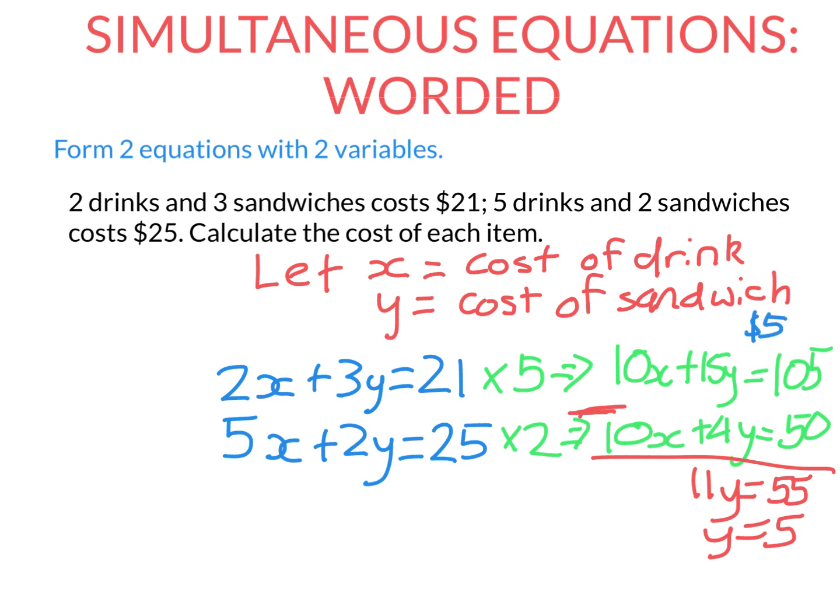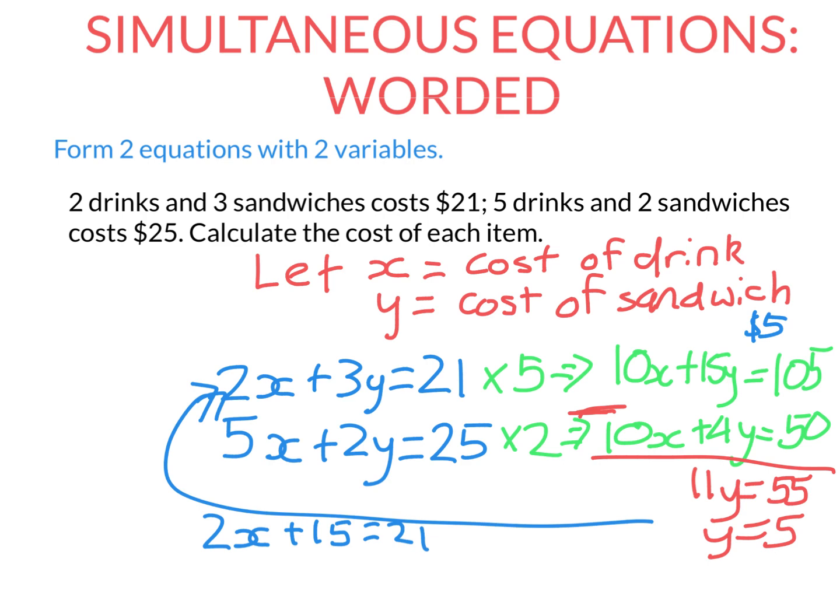Okay, what about the cost of a drink? Well, we can substitute y equals 5 into any of these four equations. It doesn't matter. I'll just substitute it here. So substituting this all the way into that equation there, I get 2x plus 3 times 5, so 3 times 5 is 15, equals 21. Of course, I get 2x equals 6, x equals 3. x was the cost of a drink. So a drink must cost $3, a sandwich $5.